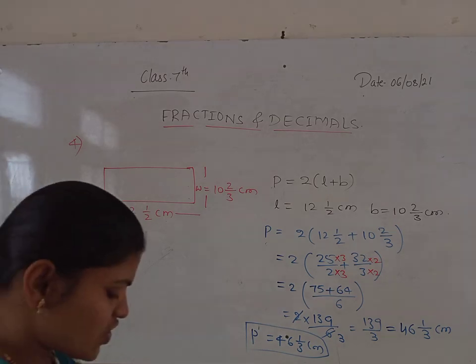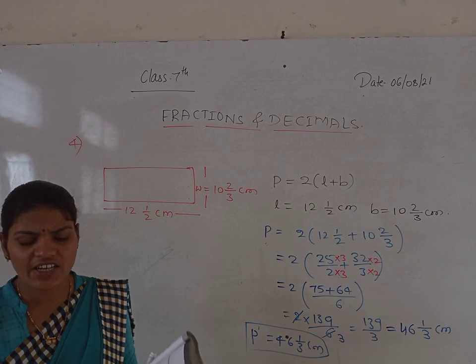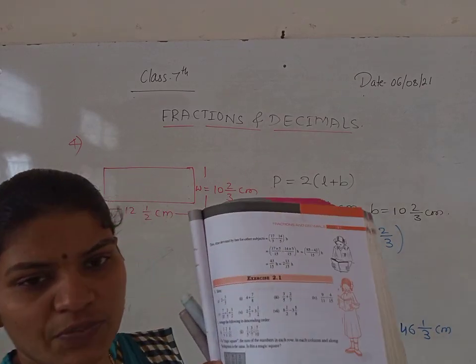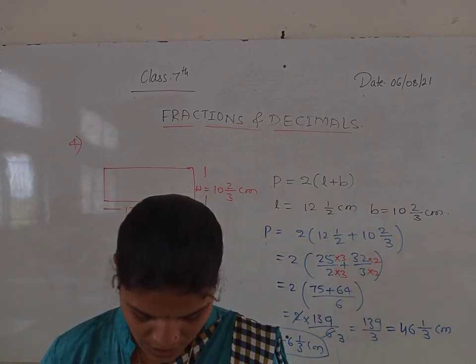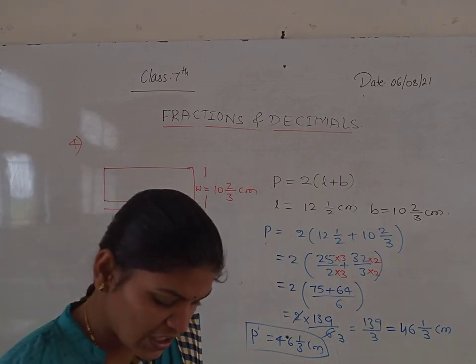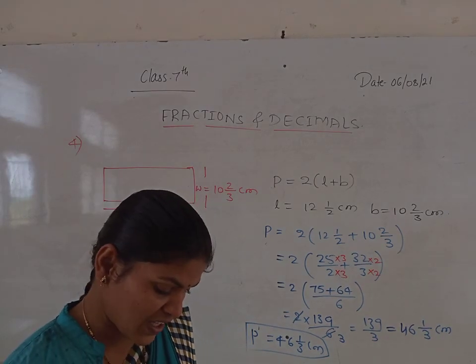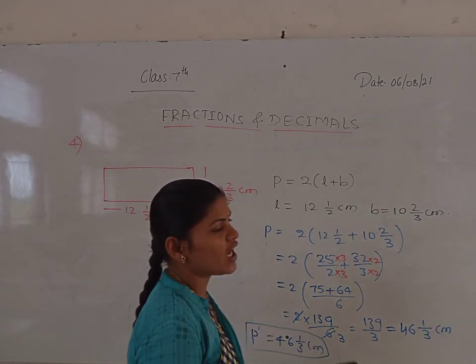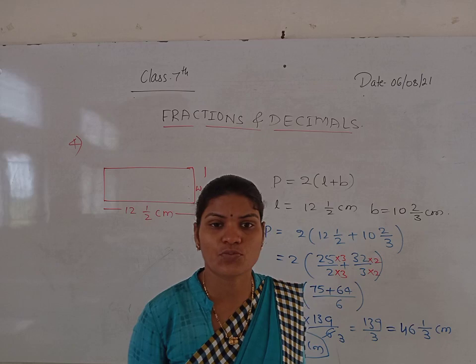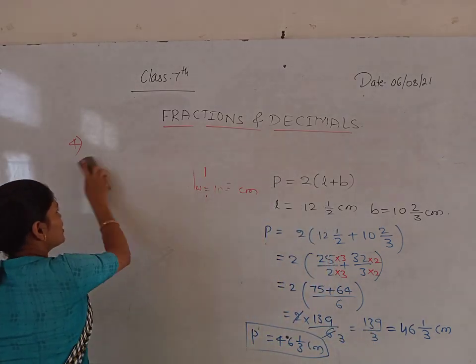Find the perimeters of the triangle ABE and the rectangle BCDE. A picture is given on the right side of the page. In this figure we have to find the perimeter of triangle ABE as well as the perimeter of rectangle BCDE. Which perimeter is greater, the triangle's or the rectangle's? Now I will draw this picture.